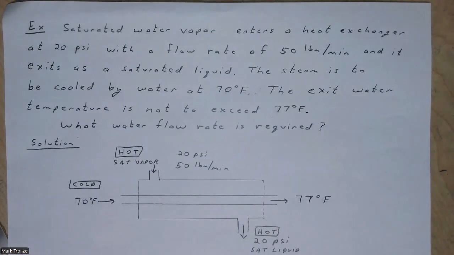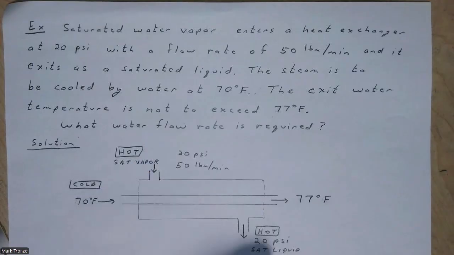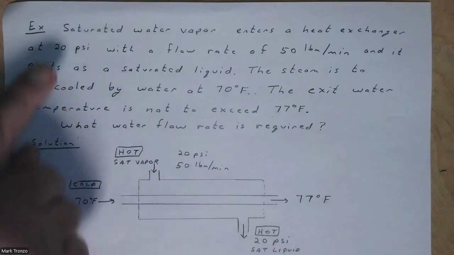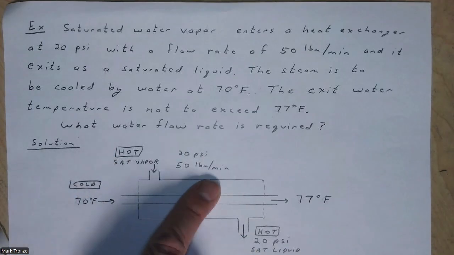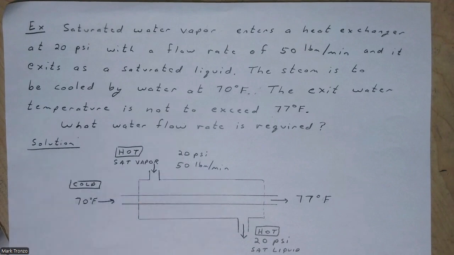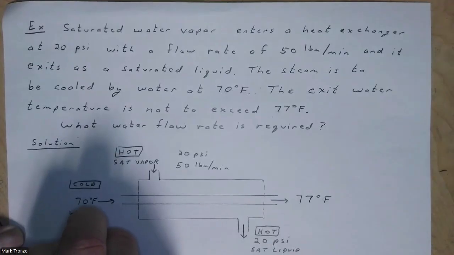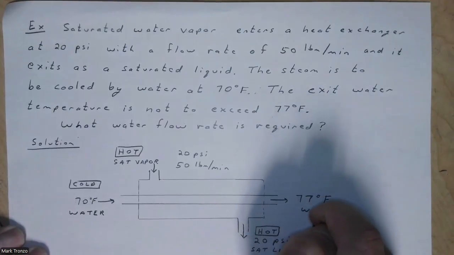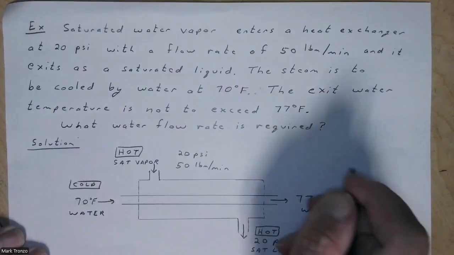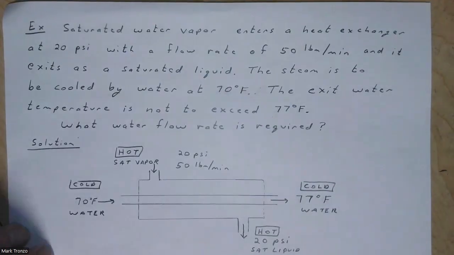So I made a little diagram here. This is saturated vapor entering and saturated liquid exiting at 20 psi. That's going to be our hot fluid, and 50 pounds per minute is the flow rate. The cold fluid is the water. It's going to be entering at 70 degrees, and it's exiting again as water at 77 degrees.